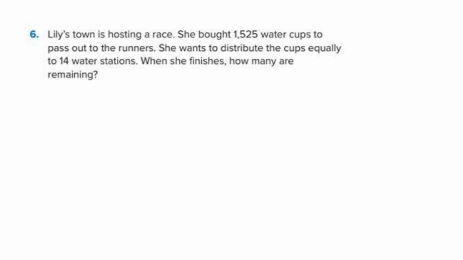First we are going to highlight the important information. You may use your pencil or pen, whatever you have, while you do so. Lily's town is hosting a race. She brought 1525 water cups to pass out to the runners. She wants to distribute the cups equally to 14 water stations. So in total she has how many? The big number, 1525 water cups, and she wants to distribute to 14 water stations.